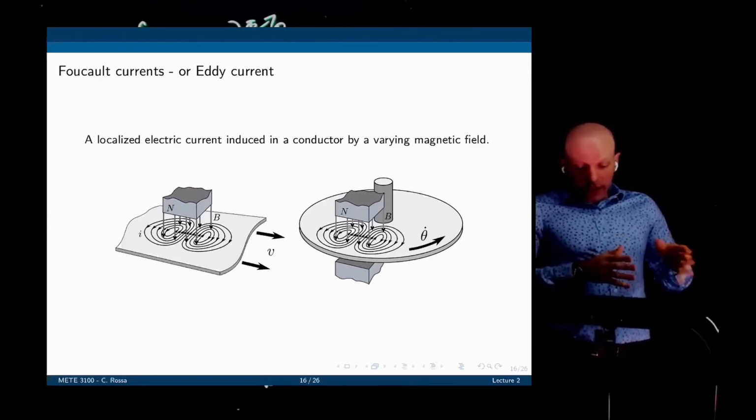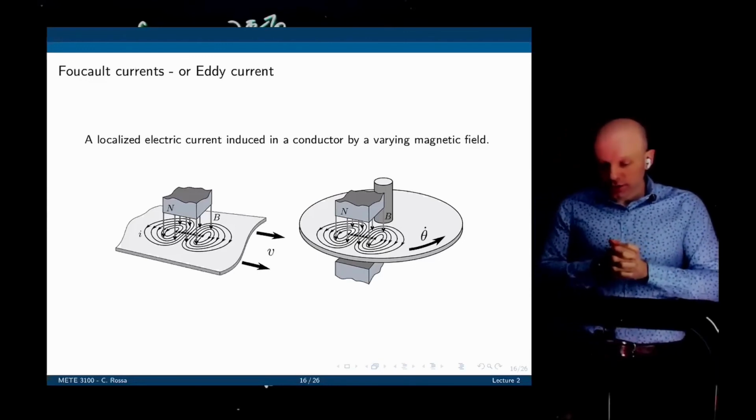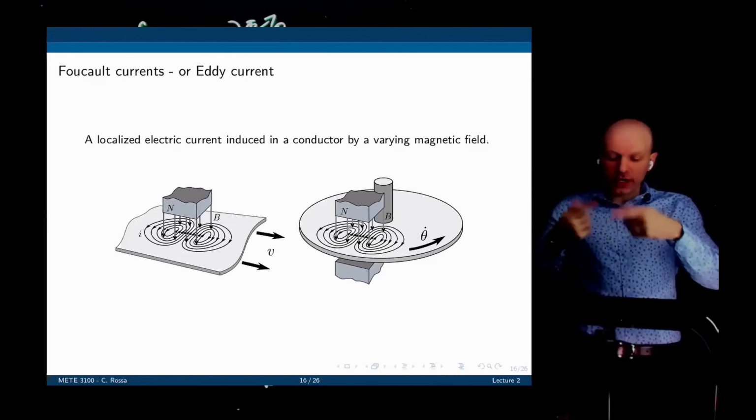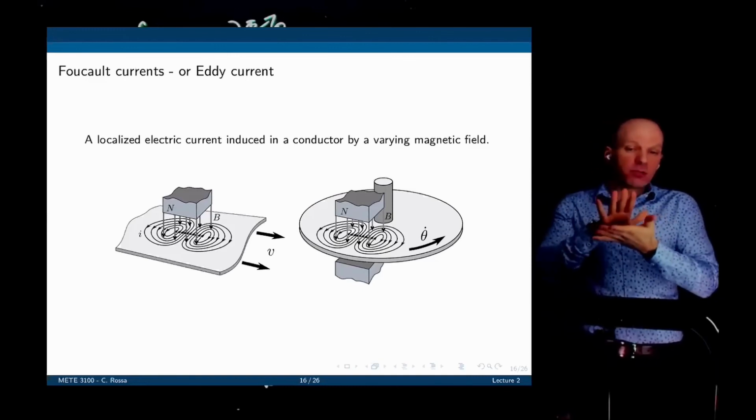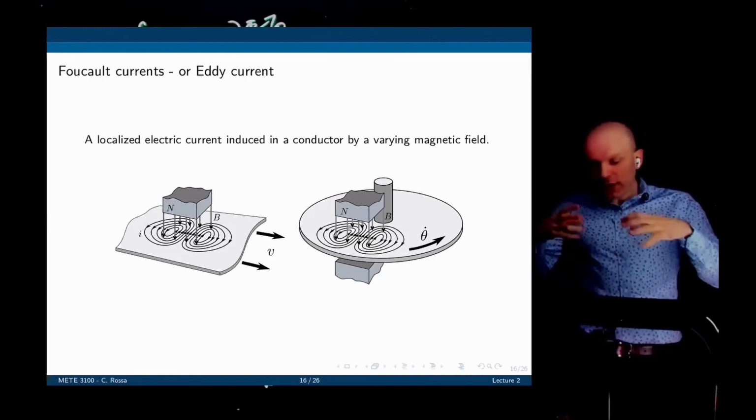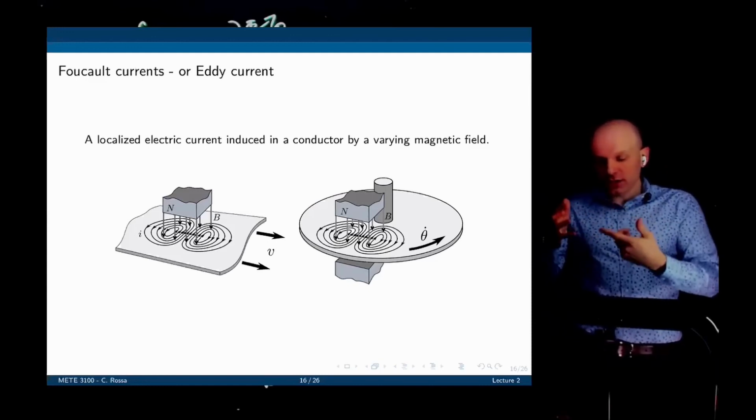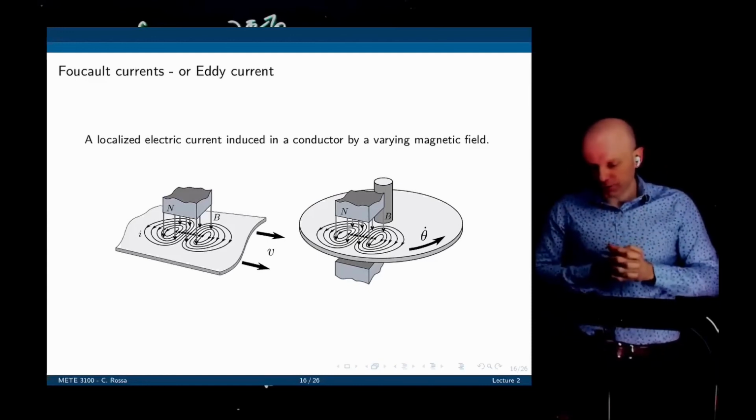The other application is heaters. Now you can have a changing magnetic field. There is still a force between them, but there will be a lot of energy dissipation because this current will create heat in the form of Joule losses.